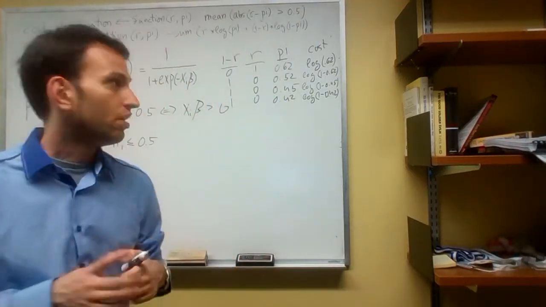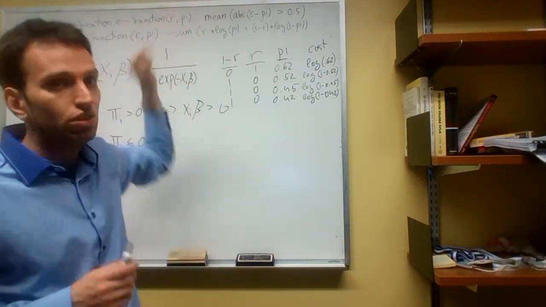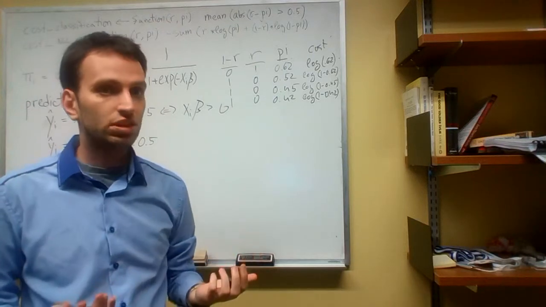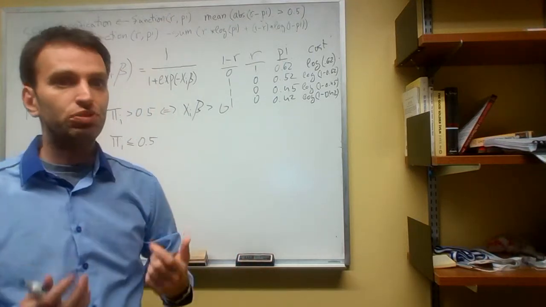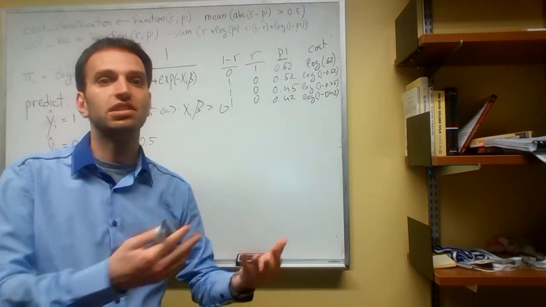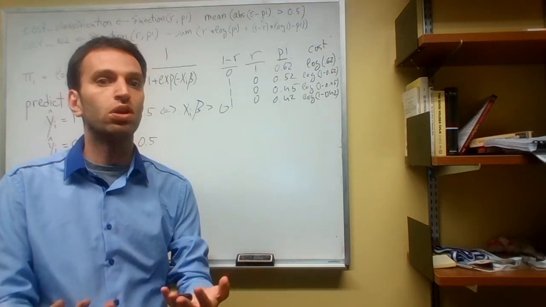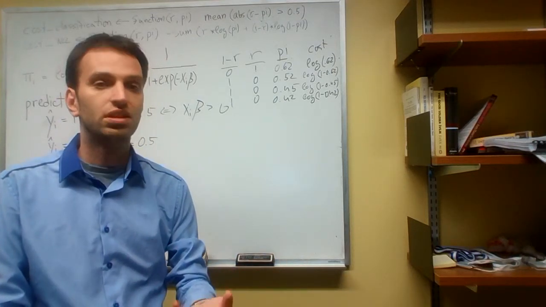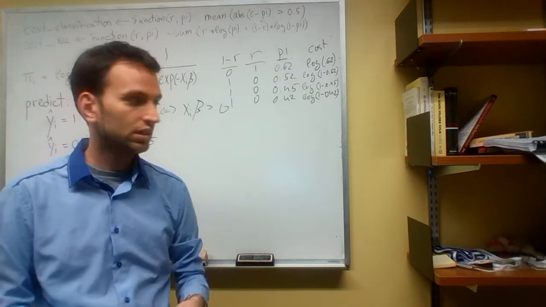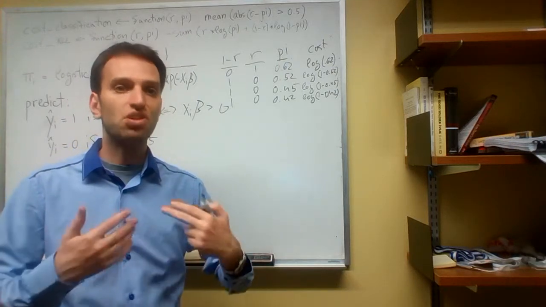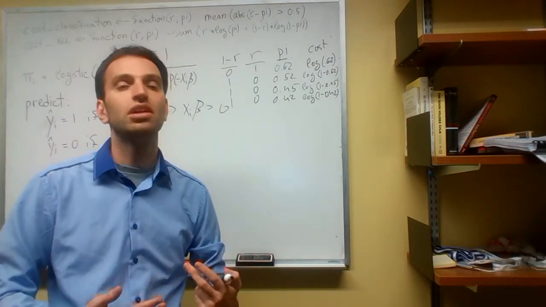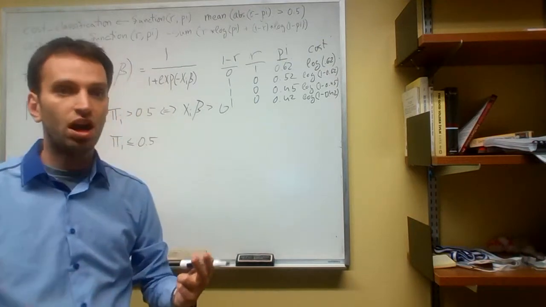Now, those are not the only two possible cost functions. Maybe what you care about especially is the false positives or the false negatives. How would you account for that? Let's say that the only thing that you care about is the false positives.